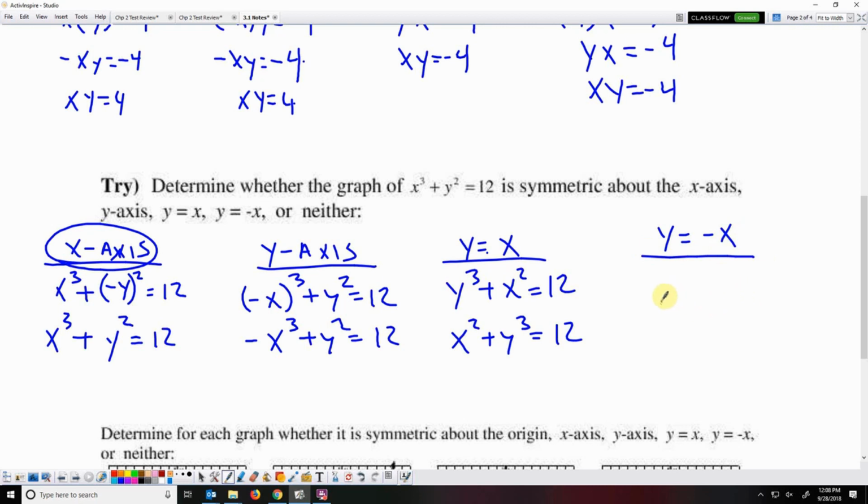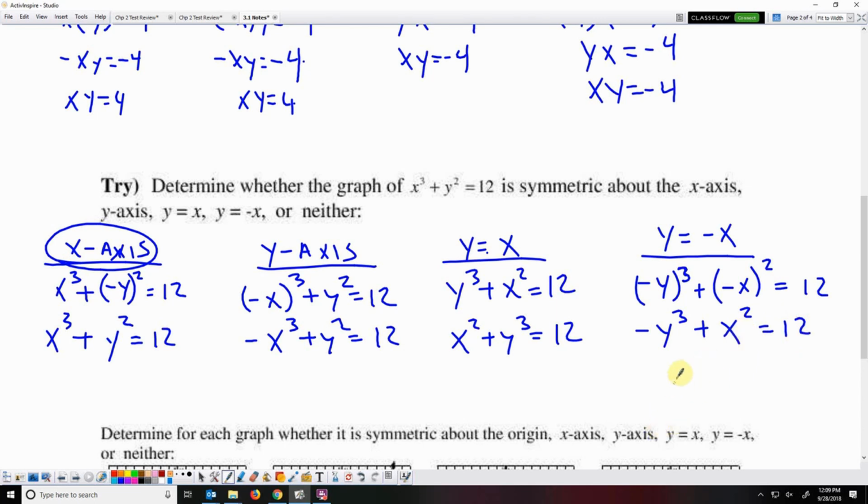And for y equals negative x, I switch the variables and give them opposite signs. So the opposite of y cubed plus the opposite of x squared equals 12. So I've switched the variables. The powers stay right where they were, but I switched the variables and negated both of them. Now I have to see if I can make it match the original. So negative y cubed is the same as the opposite of y cubed. That odd power does not cancel the negative. Here's an even power. It does cancel the negative, so that's the same as positive x squared.